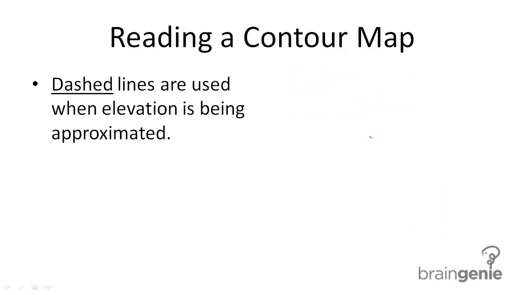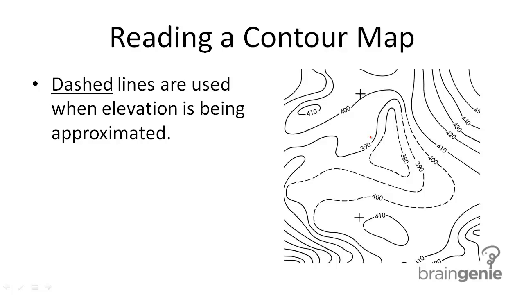Dashed lines are used when elevation is being approximated. So these dashed lines represent that we don't know exactly if it's 380, but it's about 380. And then this straight line over here is actually 380.